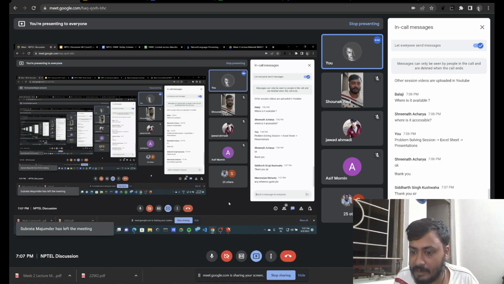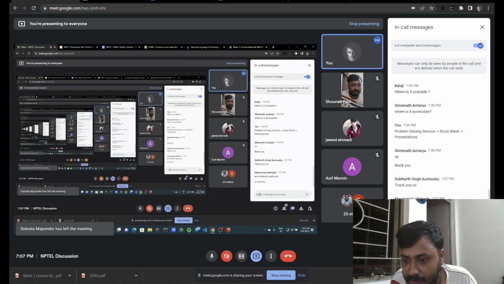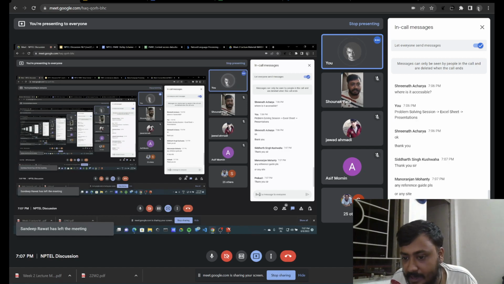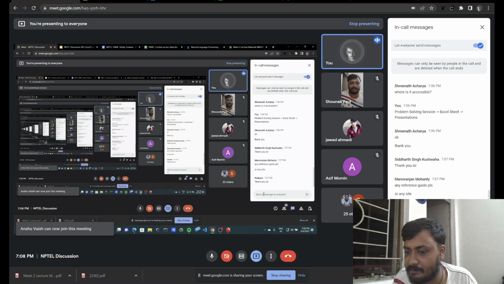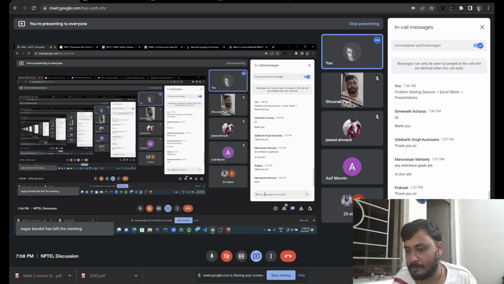Any reference guide or any site? I guess the best reference is the slides which you are getting. I don't know any one comprehensive guide for the entire thing. If there is any particular topic which you are finding difficult, then you can look up that topic on YouTube. The slides are more or less covering all the material.